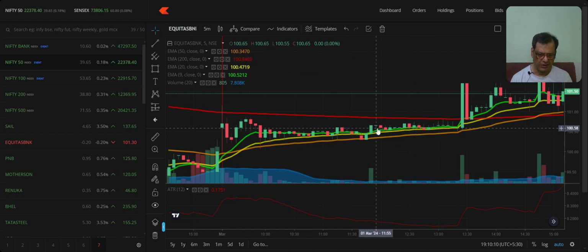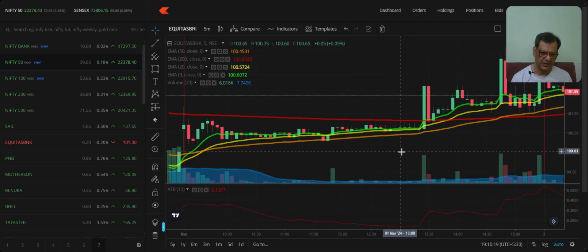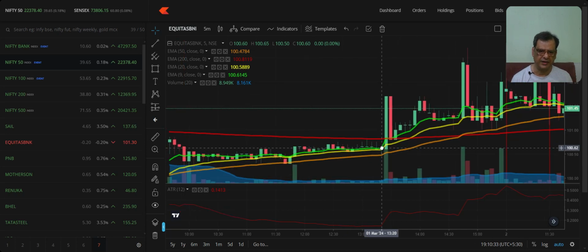Again, see this, absolutely horrible. See the wicks, see the small bodied candles, see the moving averages bunching together. Simply horrible. This is a very good time where you can take a break, make yourself a nice cup of tea, splash some water on your face, do some basic stretches, and then come back to this chart again or any other chart.